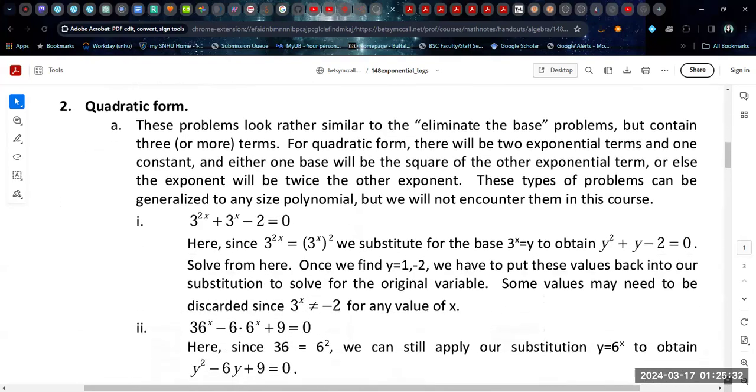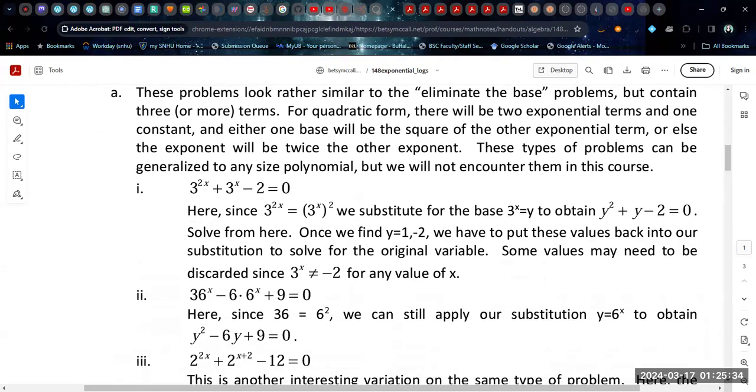Now, if you have an equation that's kind of in quadratic form, these are going to look somewhat similar to our previous example, except instead of having 2 terms, one on each side of the equation, we have 3 terms in this case. And so what we're going to have to do is make a substitution. Now, 3 to the 2x is equal to 3 to the x squared. So this is how we're going to get a quadratic solution. And then 3 to the x is our middle term, that's where we're going to make our substitution. And then the 2 doesn't actually change.